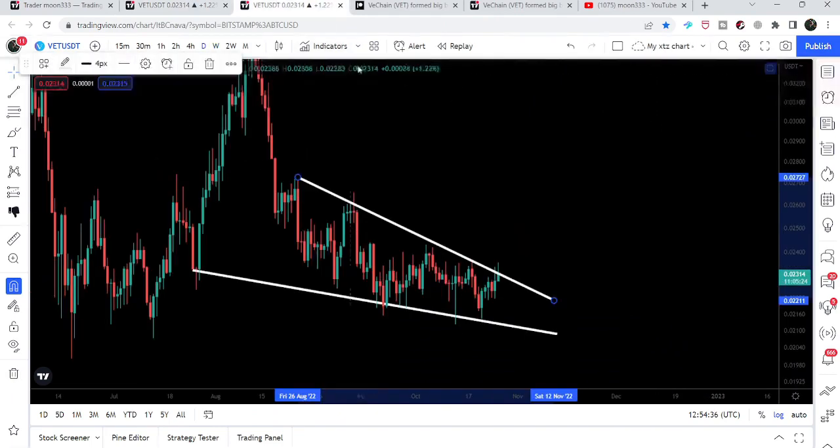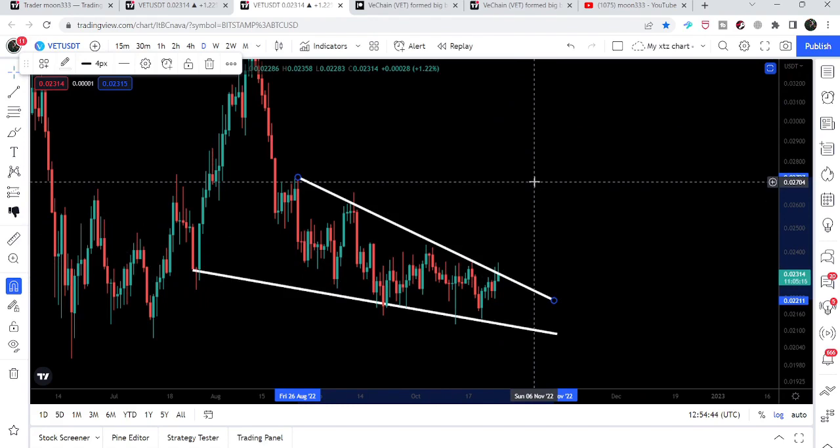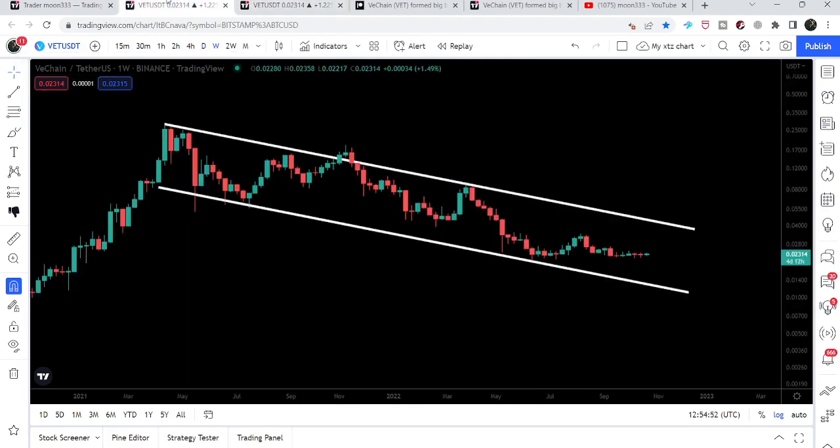Now, if we take a look at the daily time frame chart, then here, Vechain is trying to break out right now this falling wedge pattern. If Vechain will be able to break out this resistance of the wedge, then the target will be here at the top of the wedge. That will be approximately at 2.7 cents. That can provide a nice push to the price line.